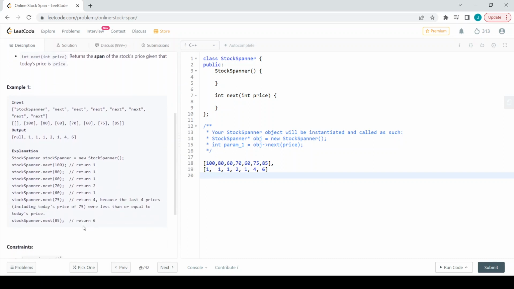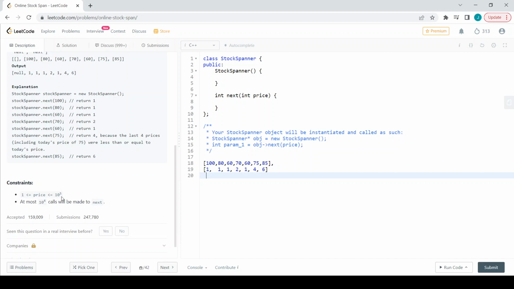So we have to return this span, and what are the constraints? The price will be in the range 1 to 10 power 5, and at most 10 power 4 calls will be made to next. If there are 10 power 4 calls to next, and each time we traverse to find the consecutive days, then obviously there will be a time limit exceeded, because 10 power 4 times 10 power 4 becomes 10 power 8, and this will be n square for this function.